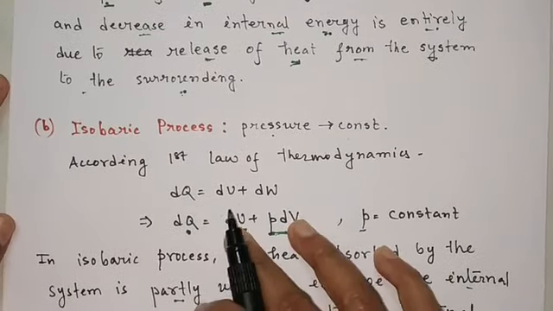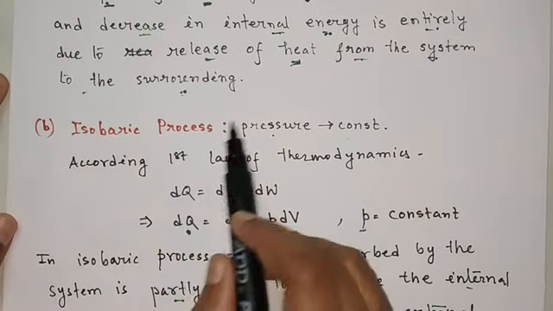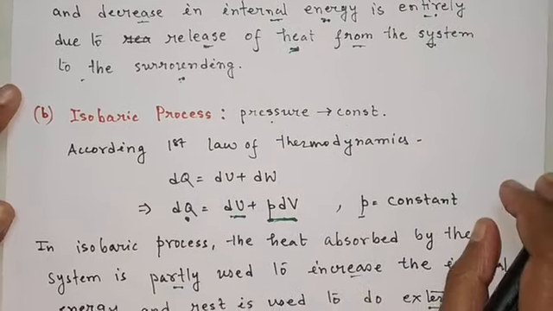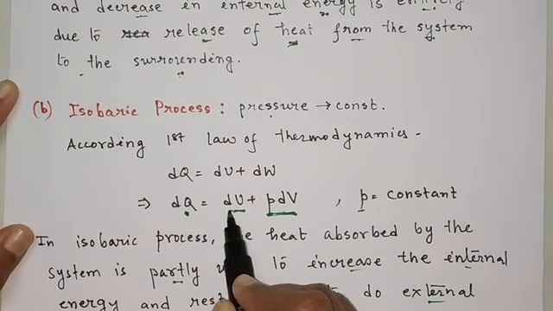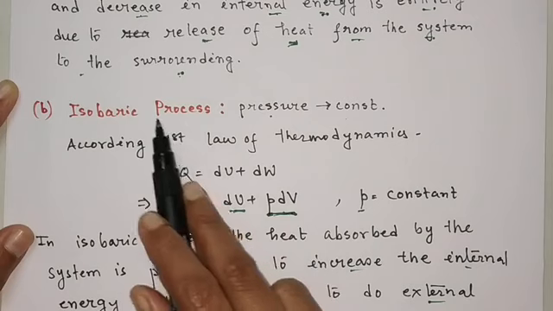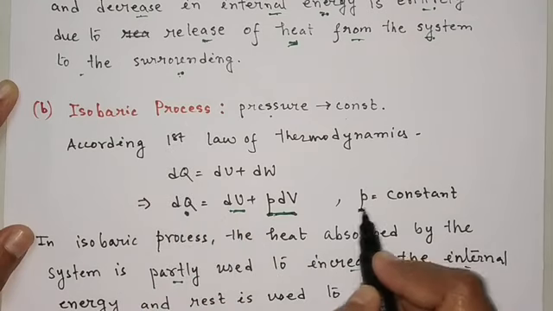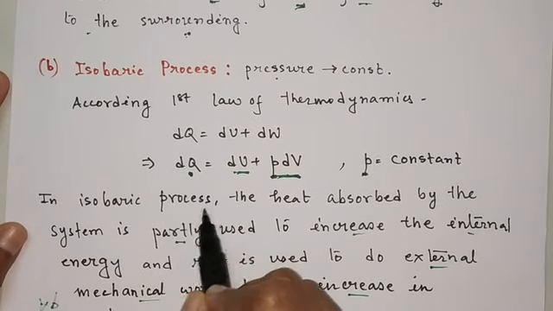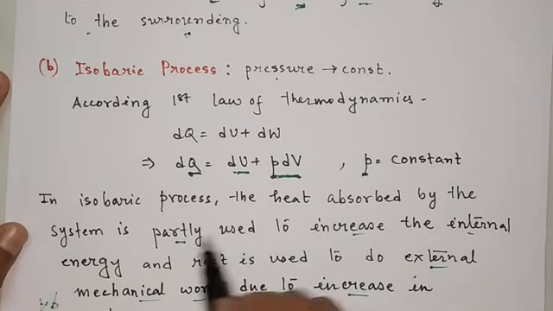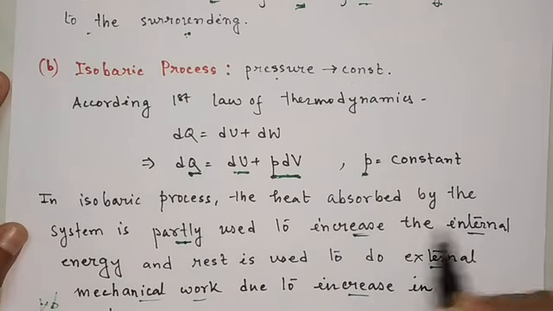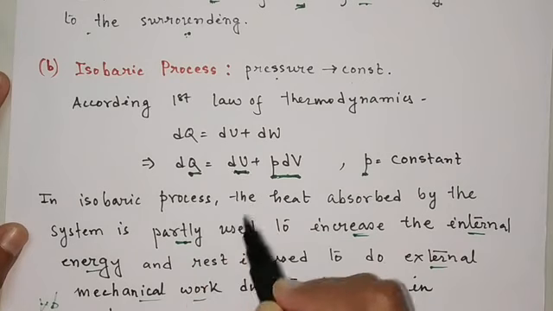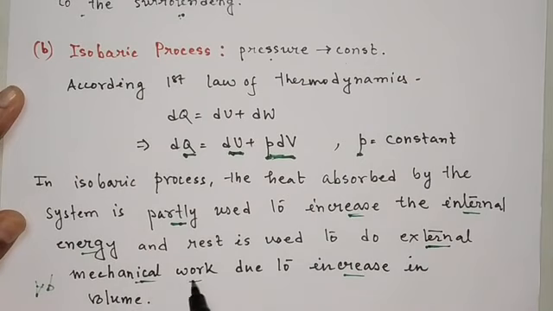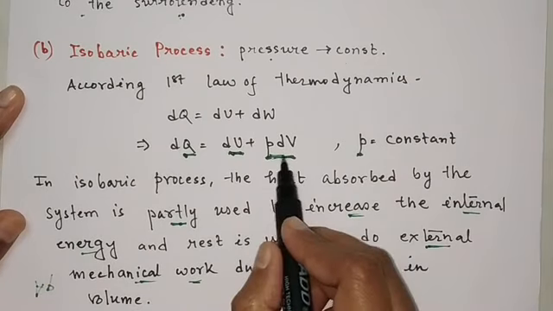The next process is the isobaric process. We know for the isobaric process the pressure is constant. According to the first law of thermodynamics, dq equals du plus dw, and dq is du plus p dV. So in an isobaric process, the heat absorbed by the system is partly used to increase the internal energy, which comes from the du term, and the rest of the heat absorbed is used to do external mechanical work due to increase in volume, which comes from the p dV term.